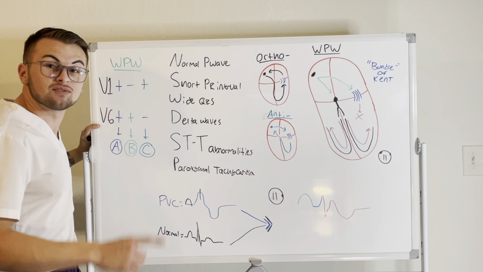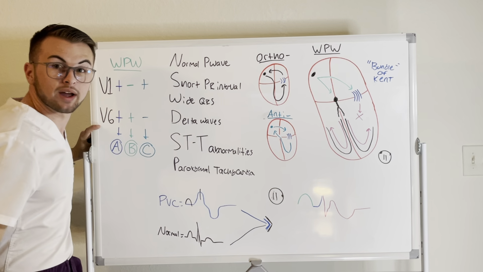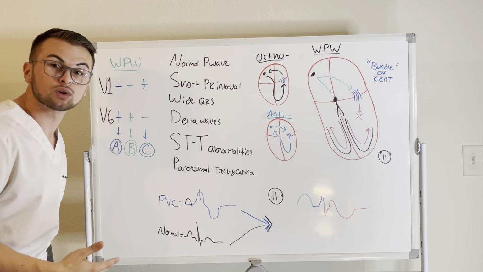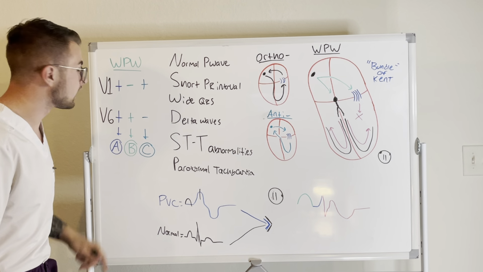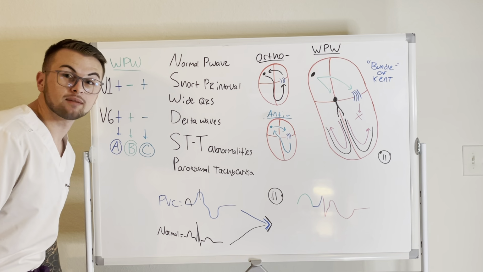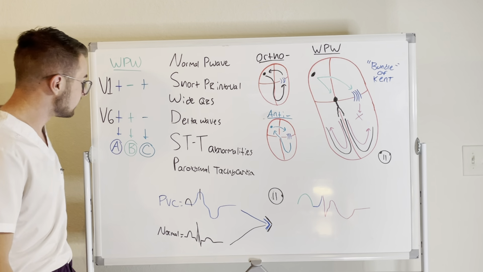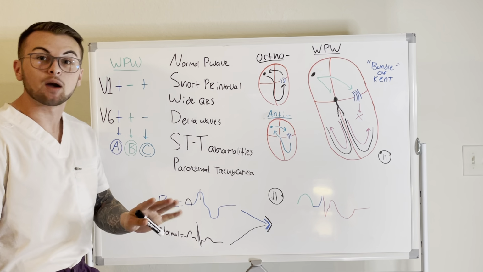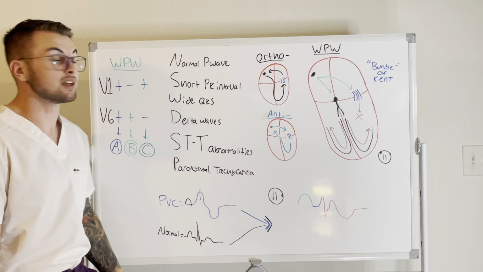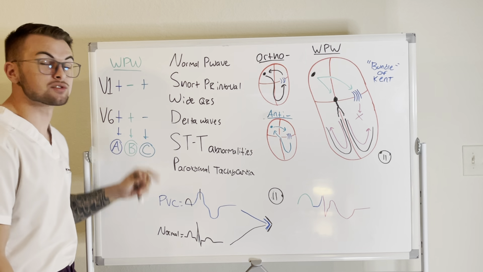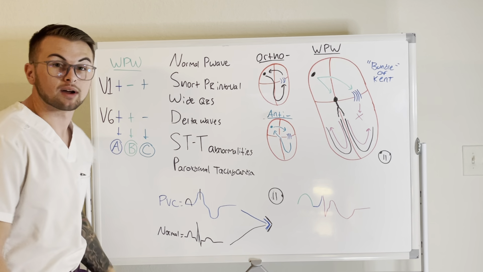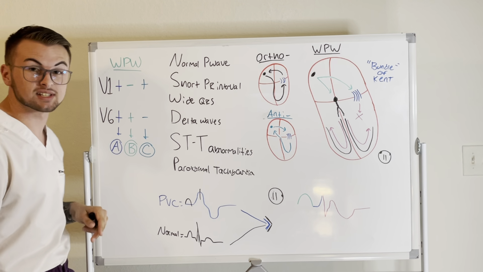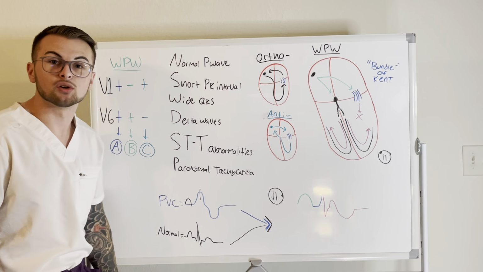So we should memorize that if the delta waves in V1 are positive and the delta waves in V6 are positive, this will give us Wolff-Parkinson-White type A. If we have a negative delta wave in V1 and we have a positive delta wave in V6, this gives us Wolff-Parkinson-White B. Now, if the delta waves are positive in V1 and the delta waves are negative in V6, then we have Wolff-Parkinson-White type C. Type A is the most common, positive delta in V1, positive delta in V6. A is the most common, while C is the most rare.